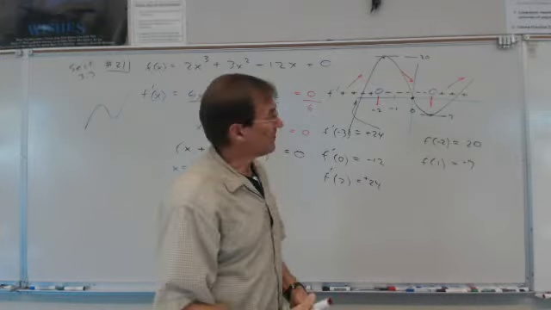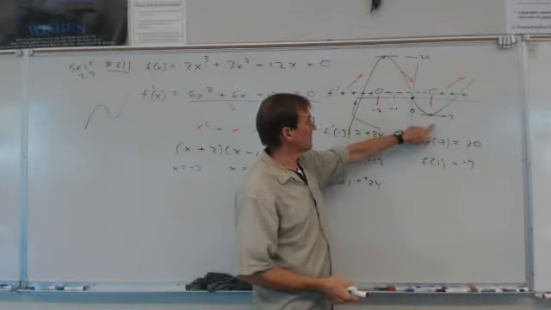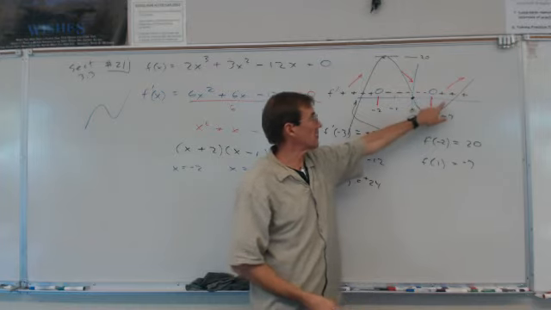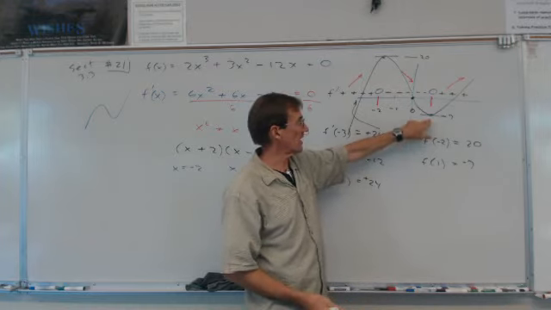So we know that these are going to be relative extrema from the first derivative test because it's negative on one side, positive on the other. We know the value there.